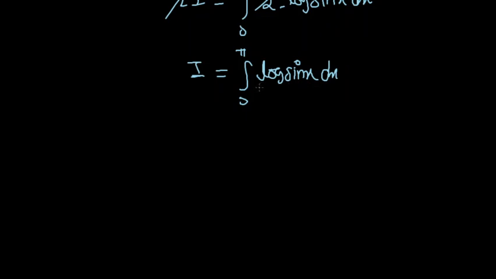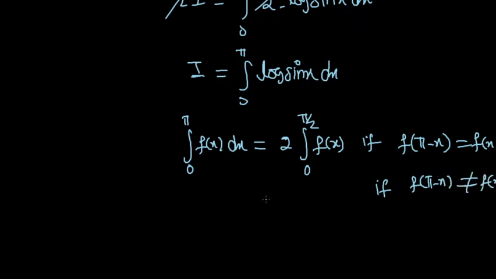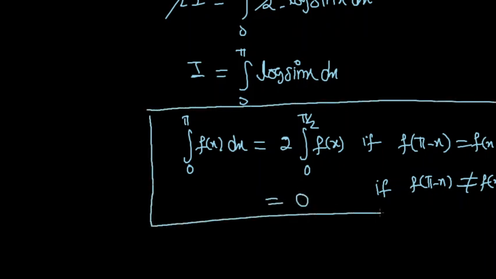So we will go with the property. Whenever we have integral 0 to pi of f of x dx, it equals 2 times integral 0 to pi by 2 of f of x, if f of pi minus x is equal to f of x. If f of pi minus x is not equal to f of x, then the result is 0. Okay, this is the property. So now I'm applying the property here.